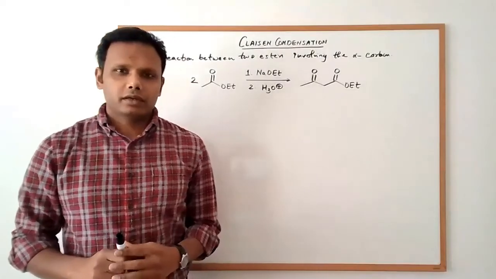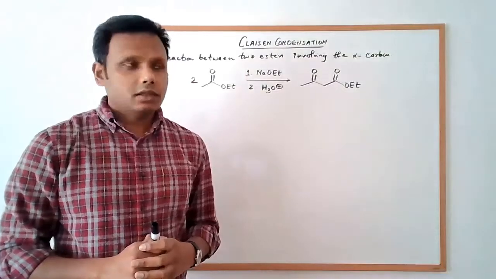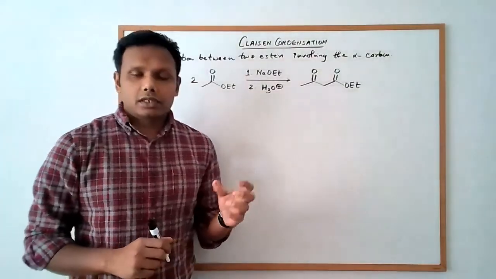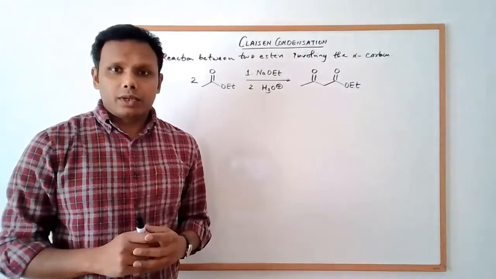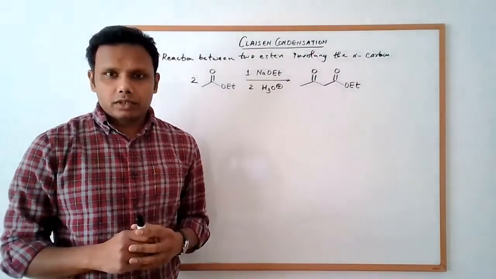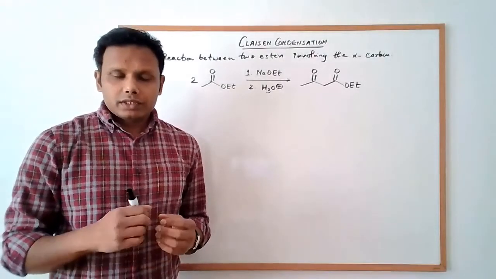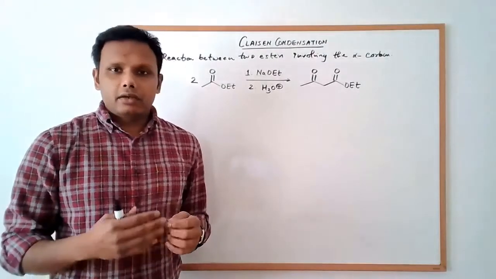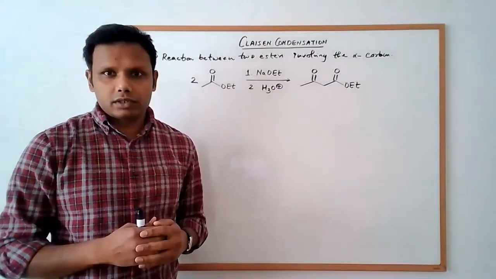Hello everyone, welcome back. In this video, we're going to start talking about Claisen condensations. Claisen condensation is a reaction of esters that is analogous to the reaction of carbonyl compounds, and it involves the alpha carbon. So it is the equivalent of an aldol reaction, but involves esters as starting materials.